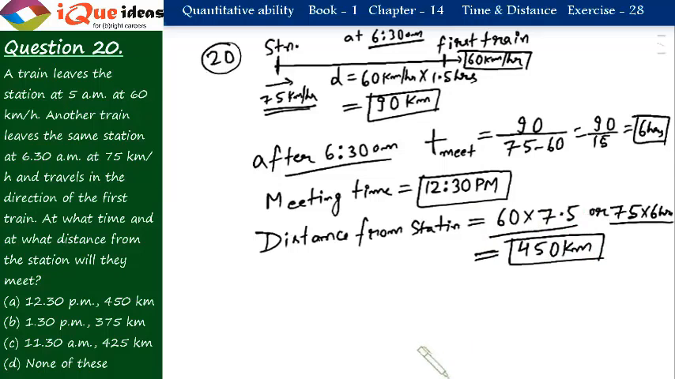You can see the second train starts at 6:30, covers 6 hours and meets the first train. That means the distance traveled by the second train would be 75 into 6, and that is the distance from the station at which they are meeting. Similarly, the first train has traveled 1.5 hours extra and the speed is 60, so total time is 7.5. So we can do it for 60 into 7.5. You'll still get the same answer. Alright.